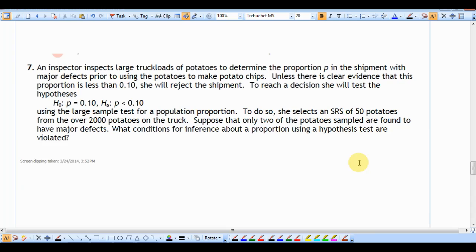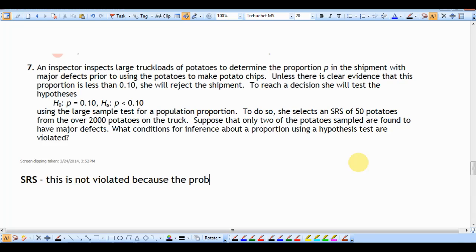Just remember the conditions. The first one is SRS. Has this been violated? No. This is not violated. Why not? Because she did an SRS of 50 potatoes. The problem states SRS of 50 potatoes. Okay, so not violated. How about independence? We haven't violated anything yet. We're trying to figure out which of the conditions for the inference test are being violated.